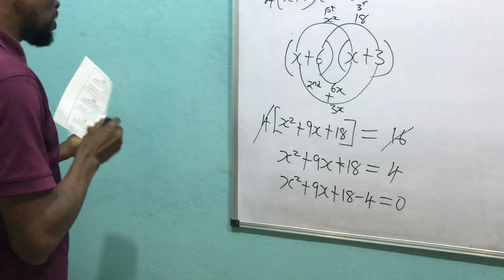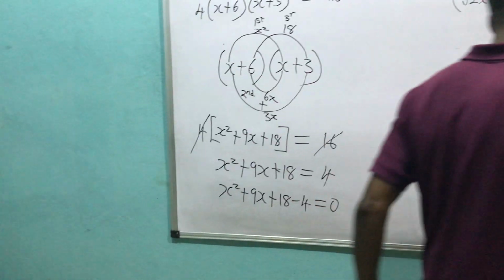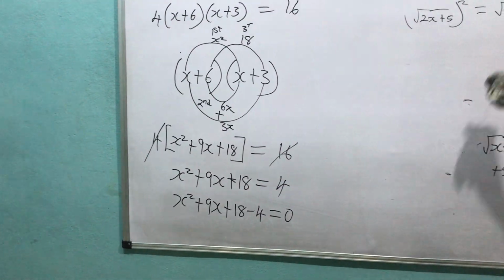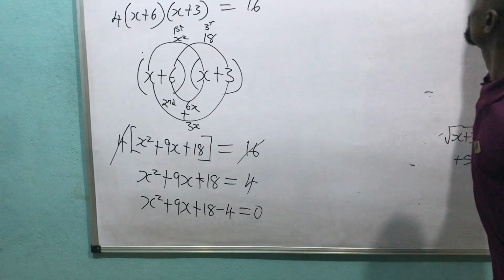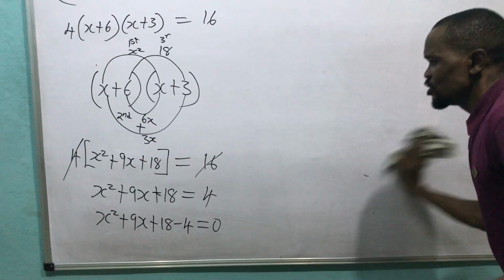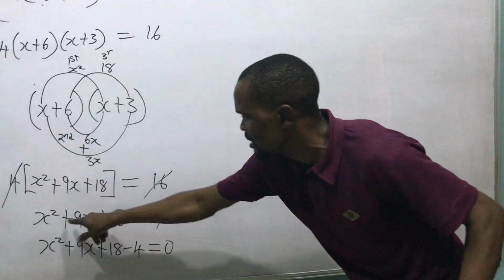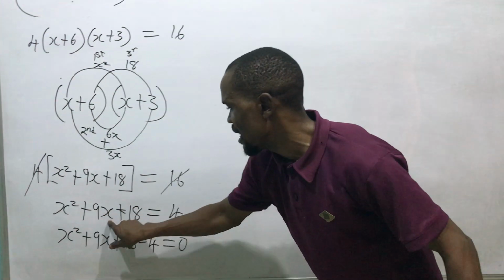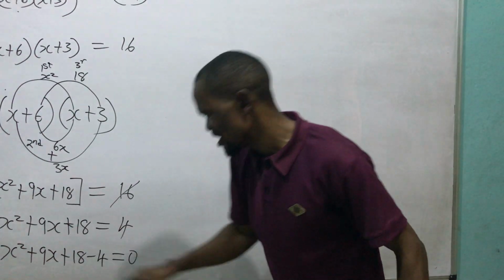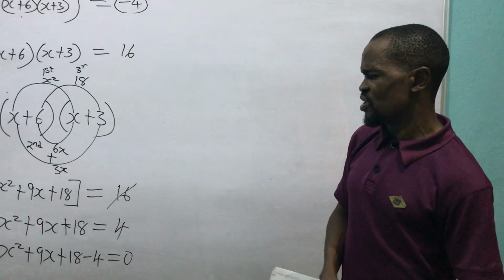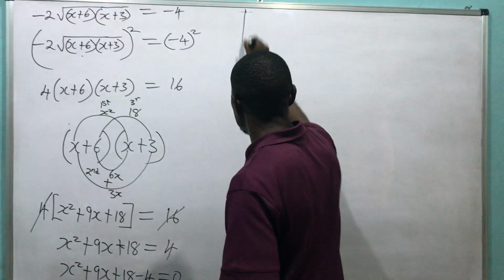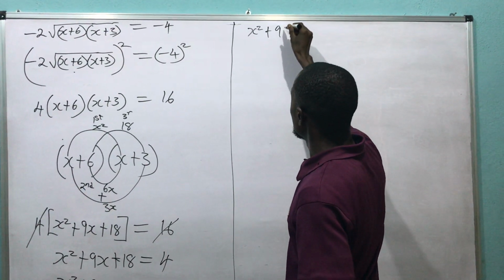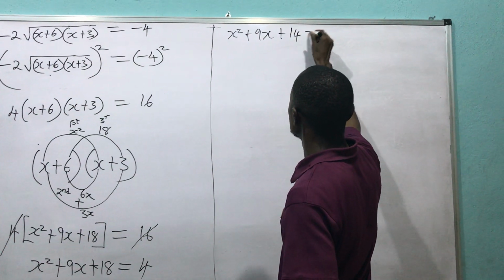I want to bring it in a quadratic equation format. Somebody will ask, why did I bring 4 in? I want to make it in a quadratic equation format because I've already formed a quadratic equation there. So I have to bring it to quadratic equation format. Look at it: x squared, 9x, 18. I have to bring it in so that it will be in a quadratic equation format. I'm going to have x squared plus 9x plus 14 equals 0.